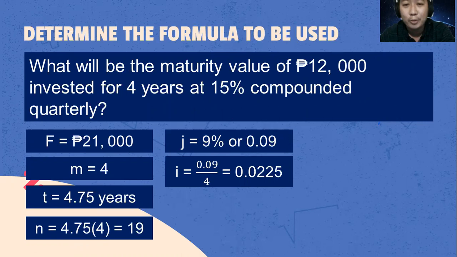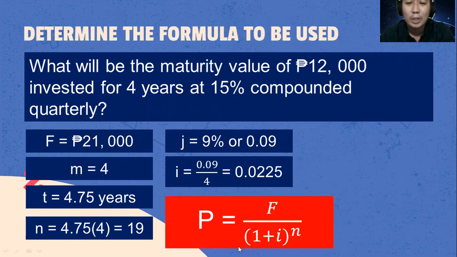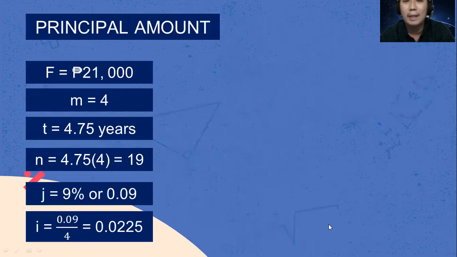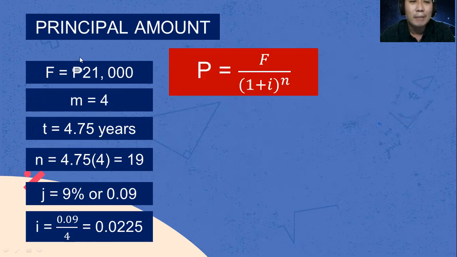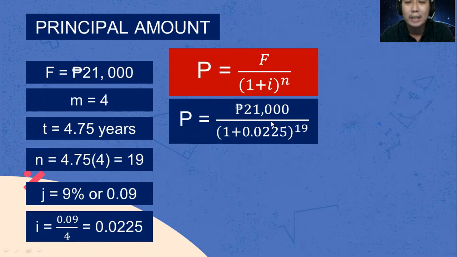What is the formula to be used? So we are going to use P is equal to F over the quantity of 1 plus i raised to n. We now have the given and we now have the formula. Let's now solve the problem. These are the given, and we are going to substitute the given in the formula, and it goes like this. Final value is 21,000 pesos over 1 plus i is 0.0225.